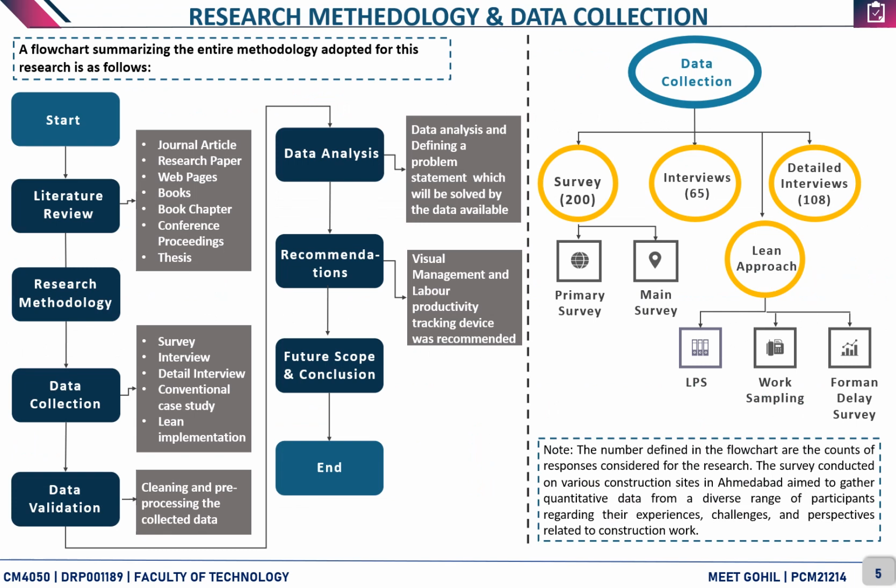Moving ahead to research methodology, a flowchart summarizing the entire methodology adopted for the research is as follows. The initial start was done with an intense literature review, which contains journal articles, research papers, web pages, book chapters, conference proceedings, and theses. The next step was to decide the research methodology, in which way the whole research will be conducted.